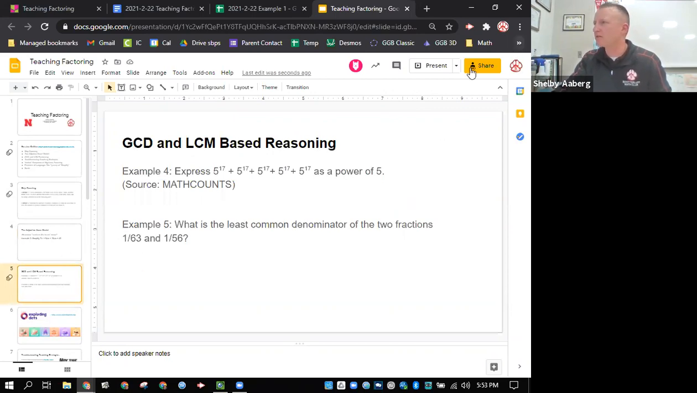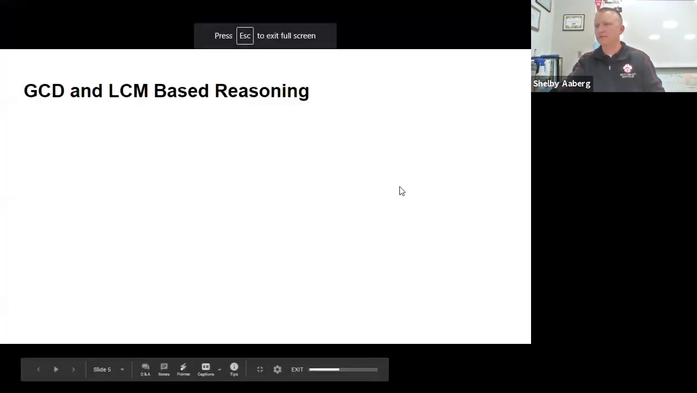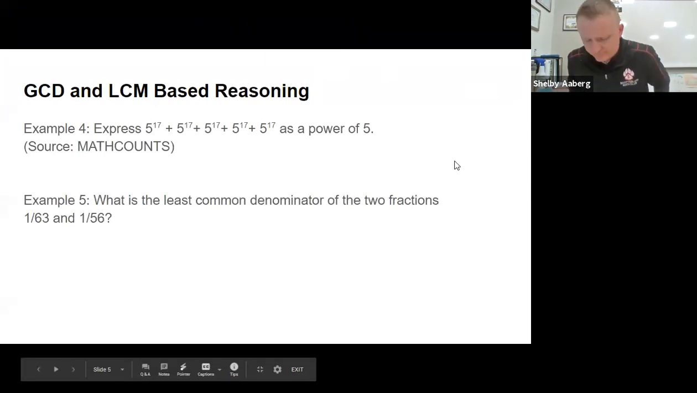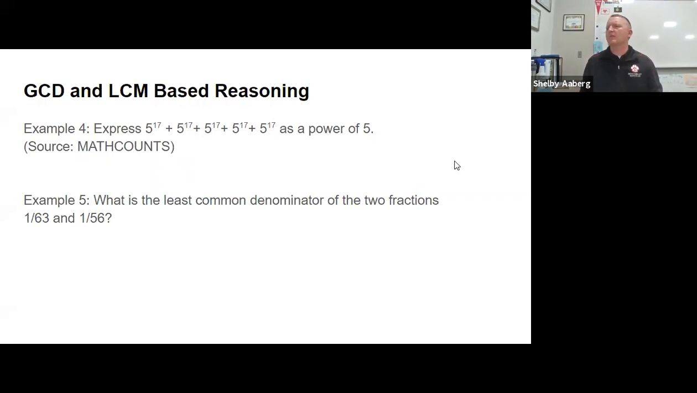So now I want to pause right here and give you two problems to consider that are great middle school problems. The first one's from MATHCOUNTS. The second one is another Math Bowl question, I forget from what source. The first one is, express 5 to the 17th, you add all those, as a power of 5. And the second one is, what is the least common denominator of these two fractions, with a unit up top, and you have 63 and 56.